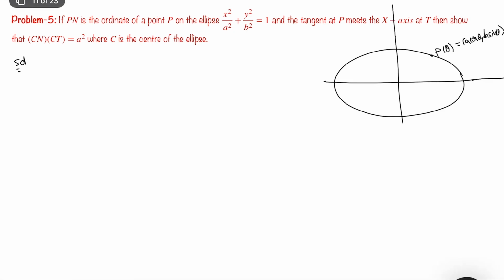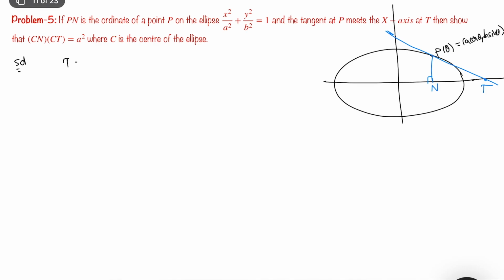Okay, the tangent at P meets the x-axis at T. If you take a tangent at P, it meets the x-axis at T. Here PN is the ordinate of the point P. If you draw the perpendicular onto the x-axis, it meets at a point N. This PN is the ordinate of the point P. Now first let me write down this tangent equation at P.